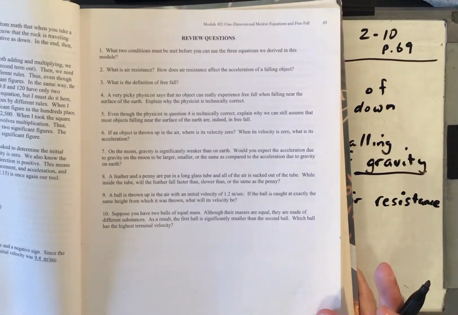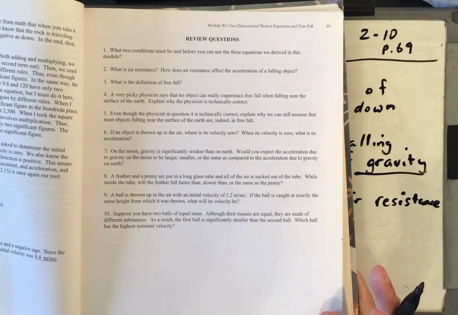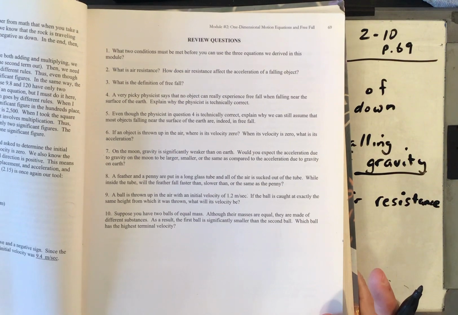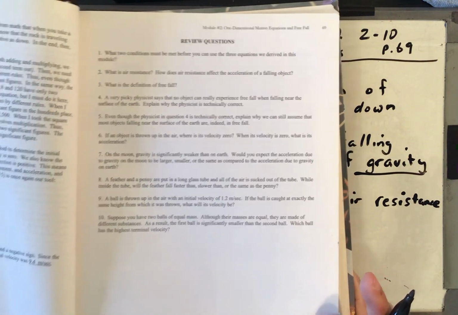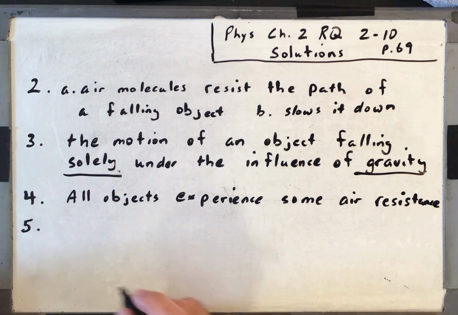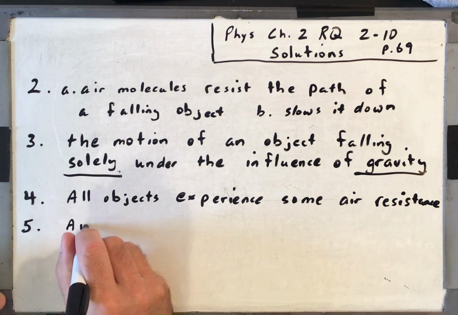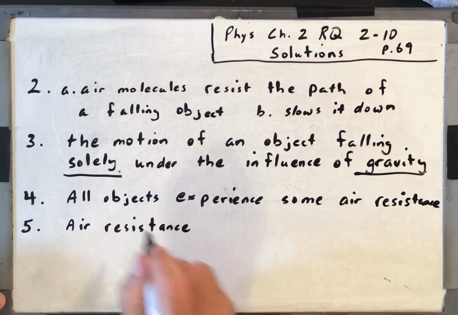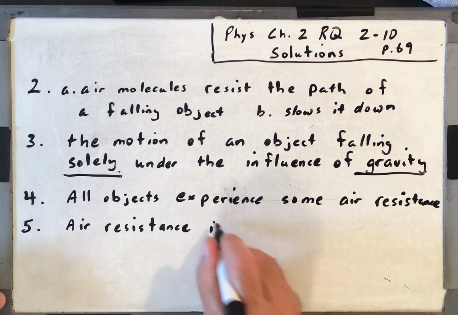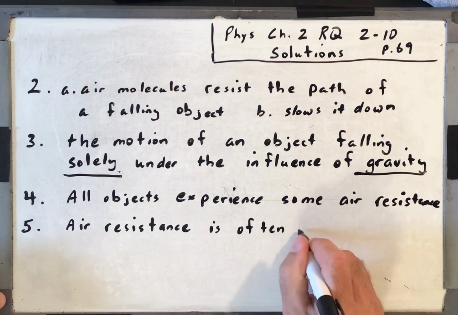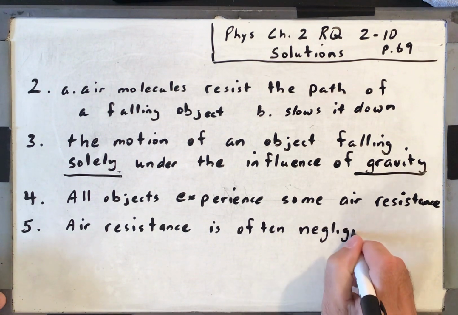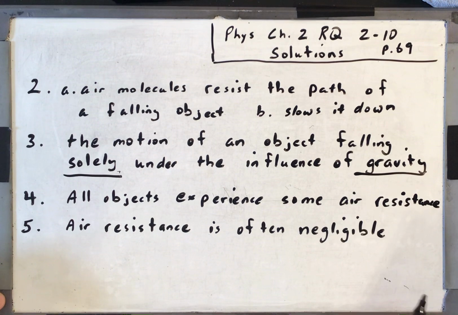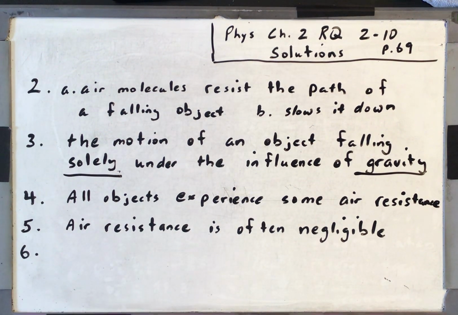All right, number 5 says, even though the physicist in question 4 is technically correct, explain why we can still assume that most objects falling near the surface of the Earth are indeed in free fall. And that's air resistance. Especially when you're dealing with the things we're dealing with, like rocks and balls, air resistance is often negligible. All right, that wouldn't be true of a skydiver for sure. Anything that has a lot of surface area is going to experience more air resistance.